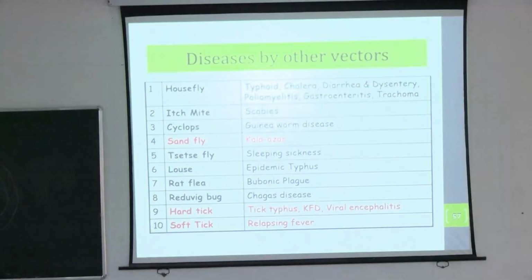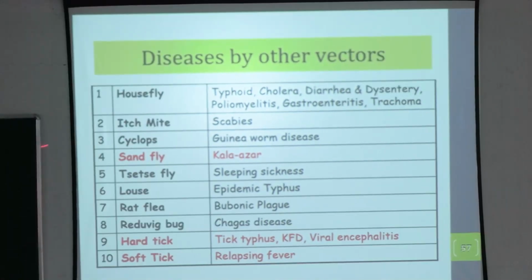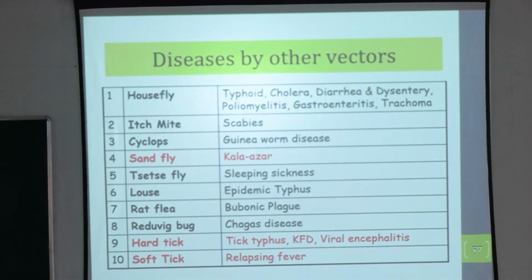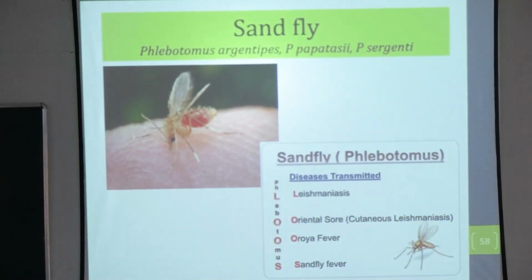MCQ আসতে পারে, তাই তো? So এগুলো মনে রাখতে হবে, but in a little more detail we will go through some of these vectors that I have highlighted, that is sandfly, hard tick and soft tick. So sandfly, why? Because it is endemic in certain states in India.